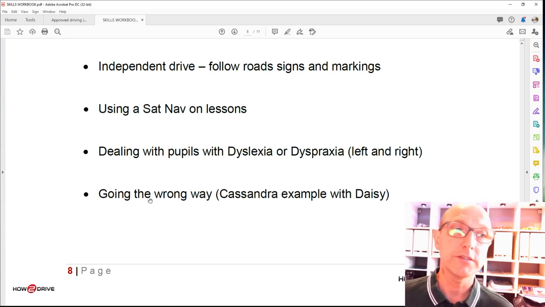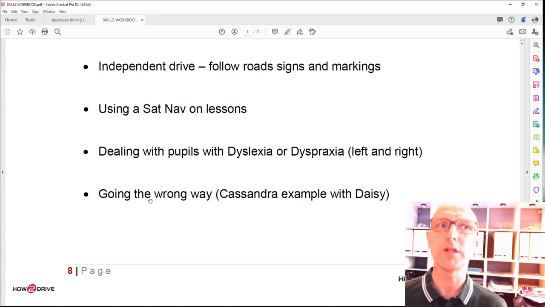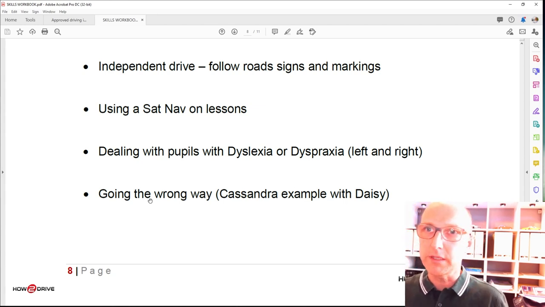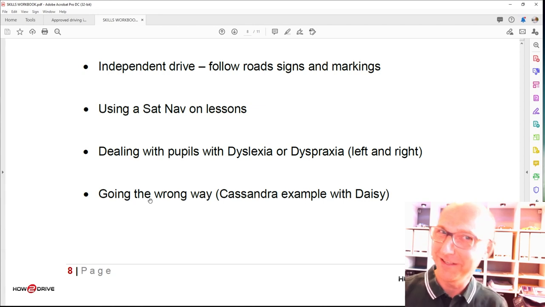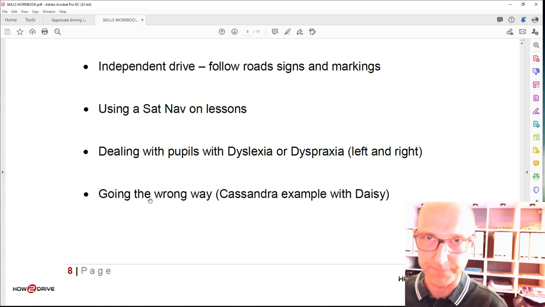Going the wrong way, how do you deal with pupils that go the wrong way? Do you grab the wheel and intervene and make them go the way you want? Do you tell them off, reprimand them for not listening properly? Why are they doing it? By the way, don't do either of those things. They're examples of bad practice. Okay, do not do that.